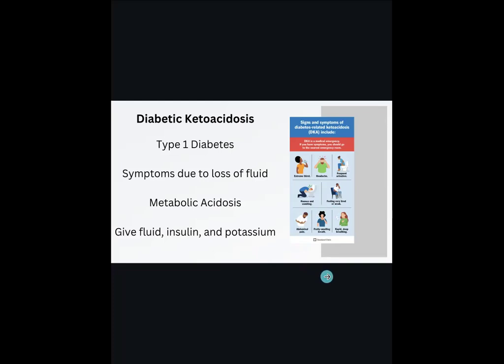And what you're going to give these people is fluid, insulin, and potassium. So this is important because as these cells are being destroyed, they're releasing potassium into the blood. So it's creating hyperkalemia. But when you give somebody insulin, not only does it bring sugar into the cells, it brings potassium into the cells too. And so when you give insulin, you don't want that hyperkalemia to become hypokalemia. So you give insulin and potassium to anticipate the potassium being brought into the cells by the insulin. I hope that makes sense.